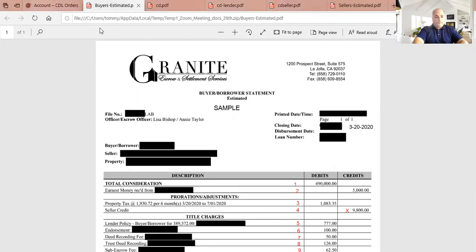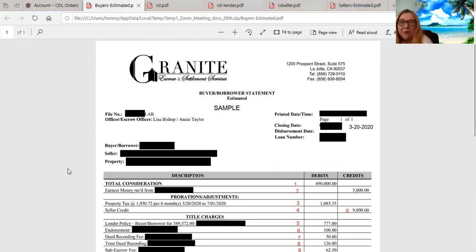There you go. Okay, so first of all, this should look really familiar to everybody. You guys pretty much ask Tommy or I for these on a regular basis, except that it's the seller side. They look exactly the same. The difference is the amounts, and the name at the top says buyer borrower, or the other one says seller.